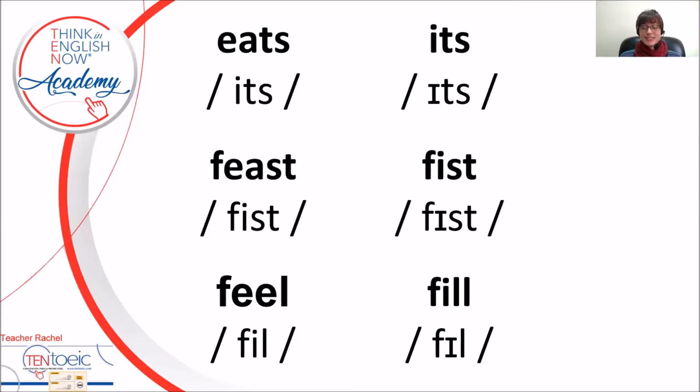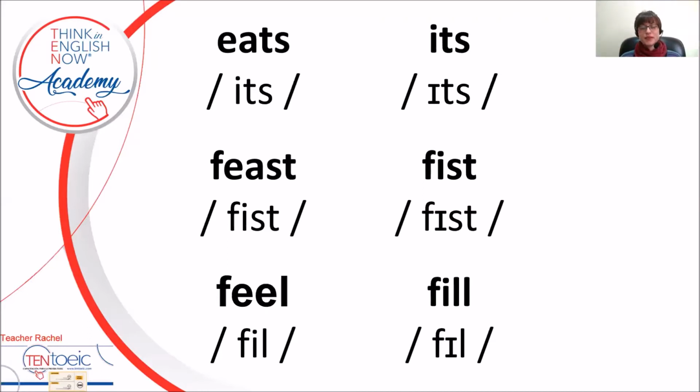Next word, feast. This is a lot of food on a table. All kinds of different food. For example, a Christmas feast. So there's a lot of food, more than we can eat. Thanksgiving feast is another example. Our next word, fist. This is a fist. When our fingers are closed, we make a fist.